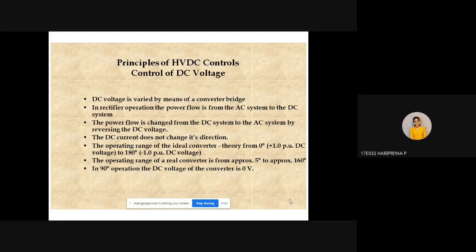DC voltage is varied by means of the converter bridge. In rectifier operation, the power flow is from AC system to DC system. This we know. And for inverter, it is changed from DC to AC system. The DC current does not change its direction. The operating range of the ideal converter is from 0 degree to 180 degree. The operating range for a real converter is approximately from 5 degree to 160 degree. At 90 degree, the DC voltage of the converter is 0 volts.